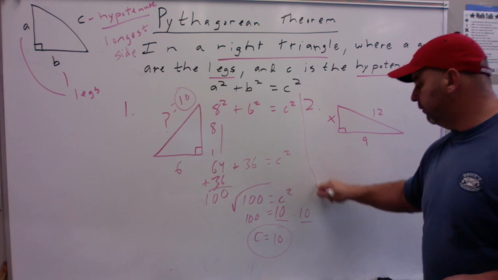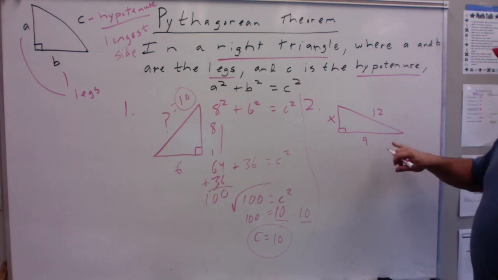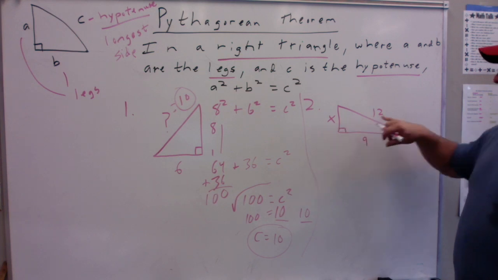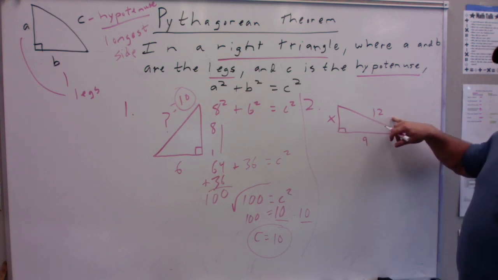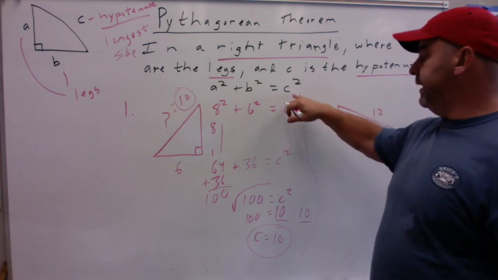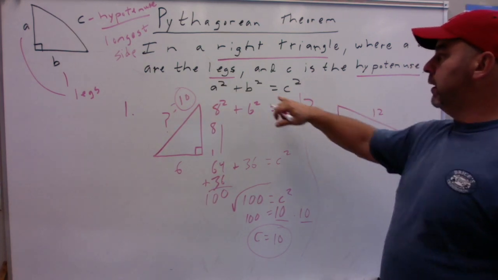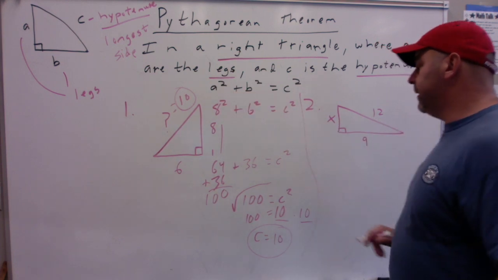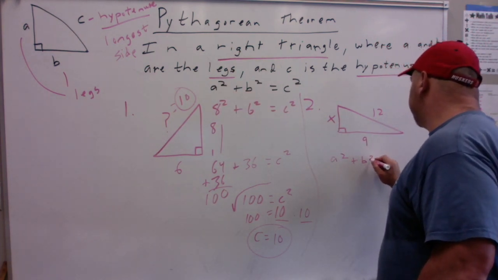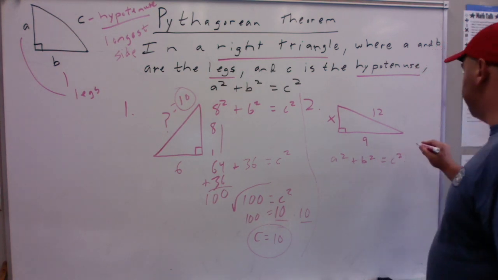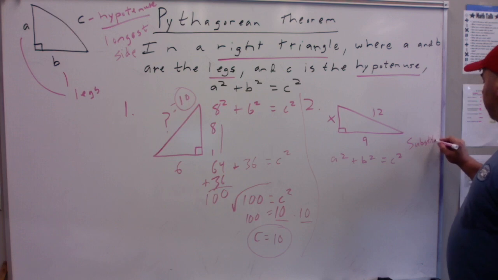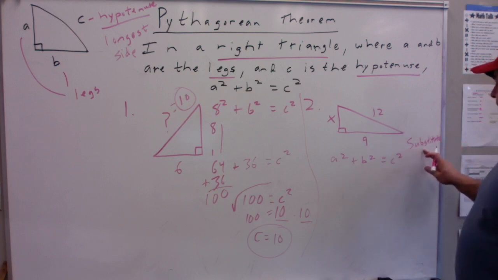Let's look at number 2 over here, okay? So we know one of the legs here is 9, one of the legs is x, and we know the hypotenuse is 12. So we're going to put this 12 in for what? In for C. We're going to put 9 in for B, and we're going to let x be A. So I'm going to rewrite this, A squared plus B squared equals C squared. Now remember that word, I'm going to substitute. I'm going to put numbers or variables in there, substitute.